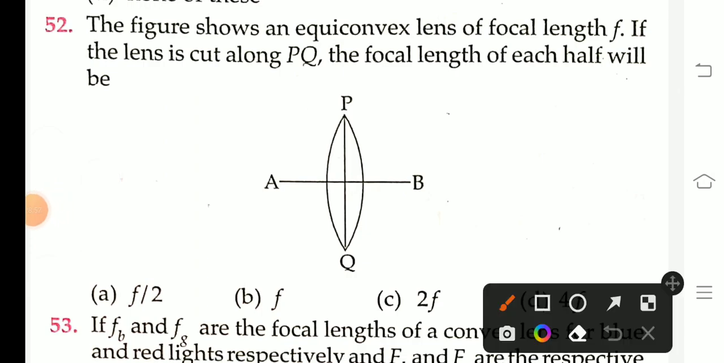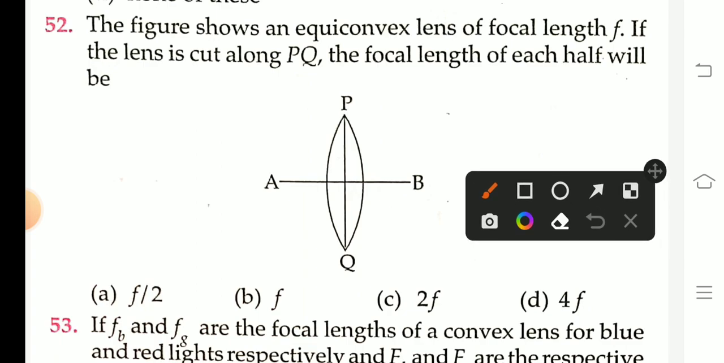Next, the figure shows an equiconvex lens of focal length f. If the lens is cut along PQ, the focal length of each half will be... right answer will be option C, 2f.